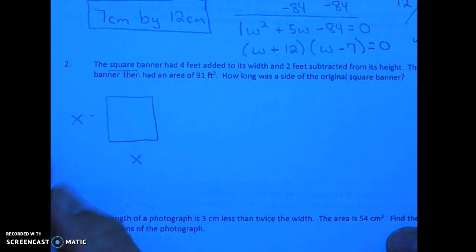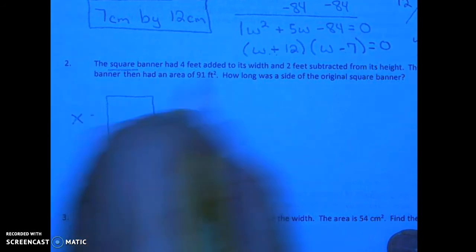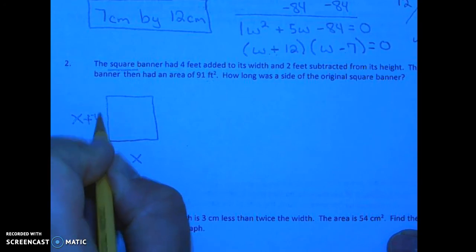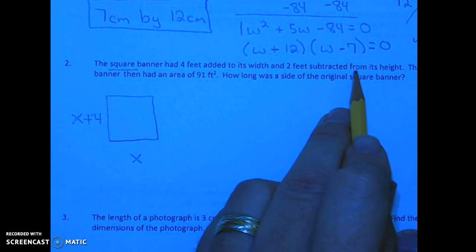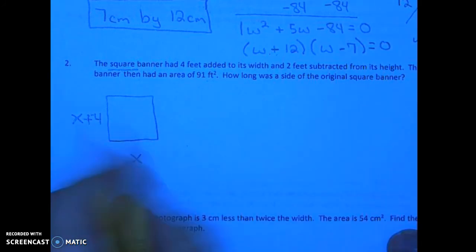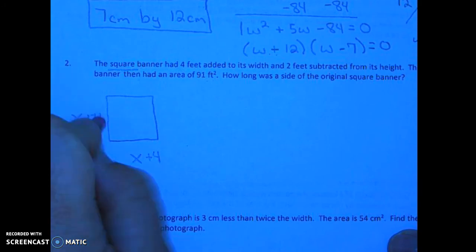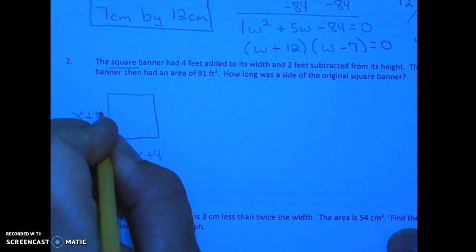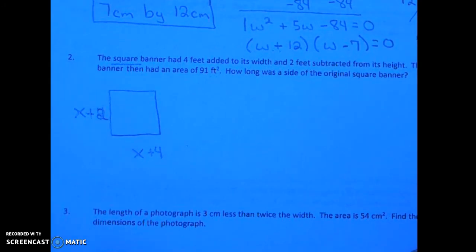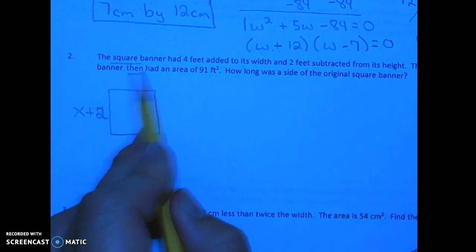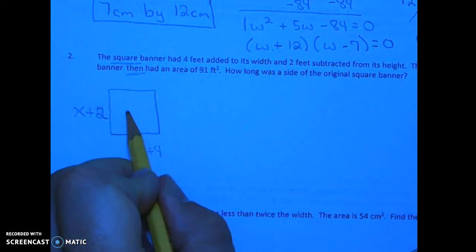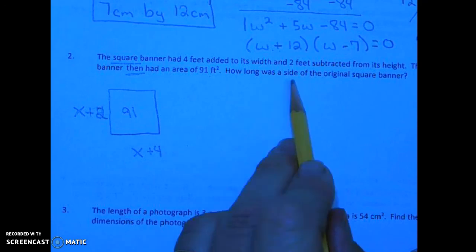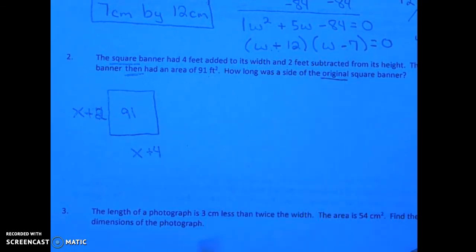Okay. Now it says 4 feet was added to its width. So I'm going to add 4 to the width. And it says 2 feet were subtracted from its height. Well, I guess I should have added the 4 down here then. And subtract 2 from the height, although it's really not going to matter. It says the banner then, very important word here, had an area of 91 square feet. How long was the side of the original square?